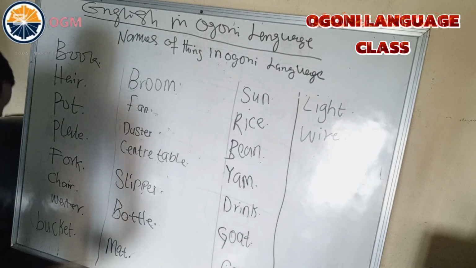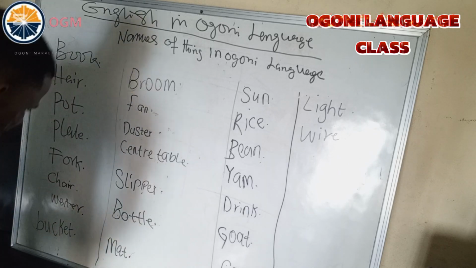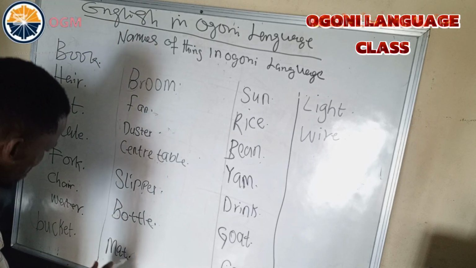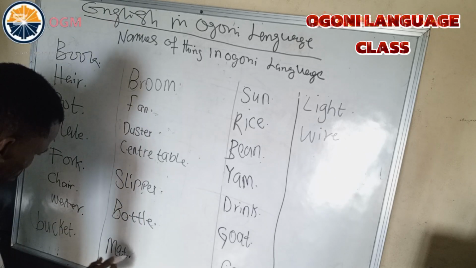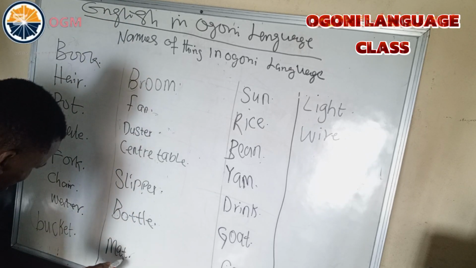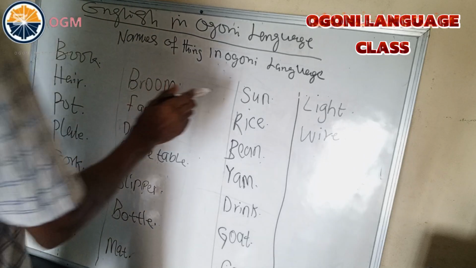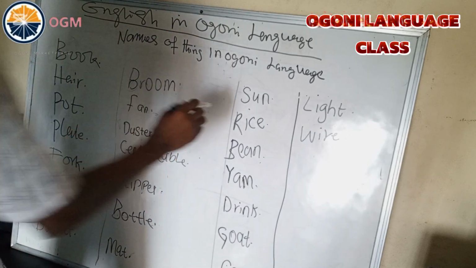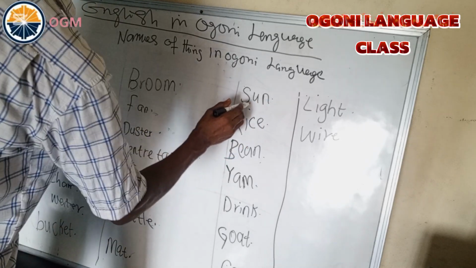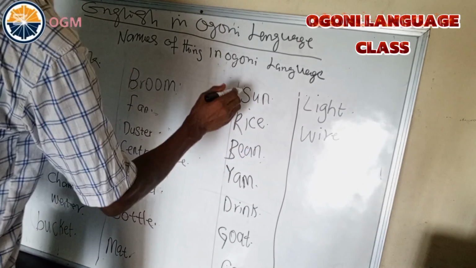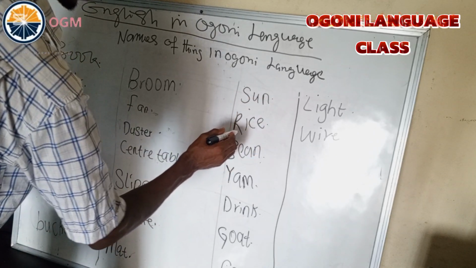Mat is called bui. Let's come back to sun. Sun is called dui.